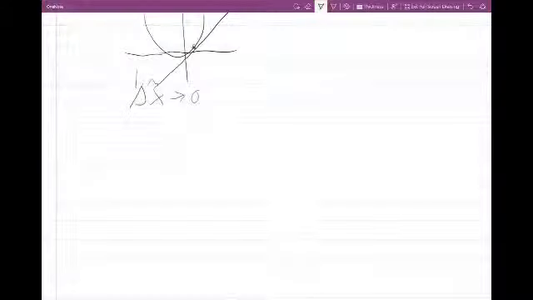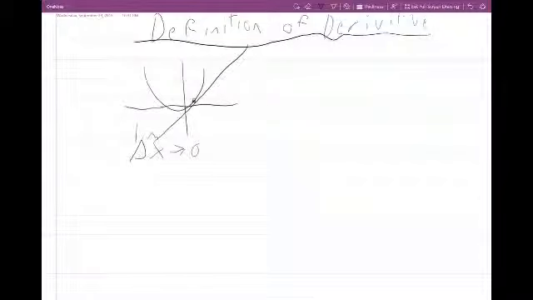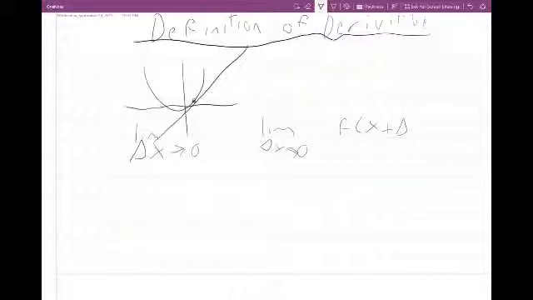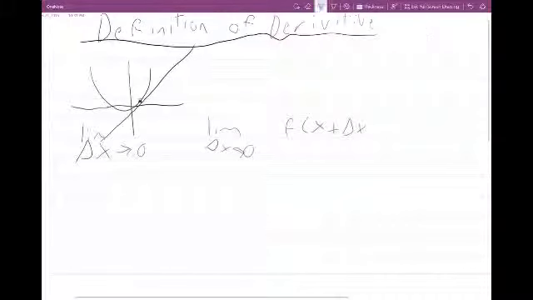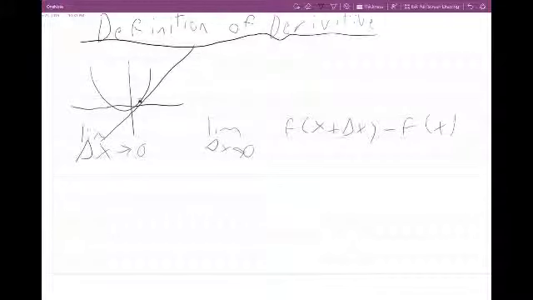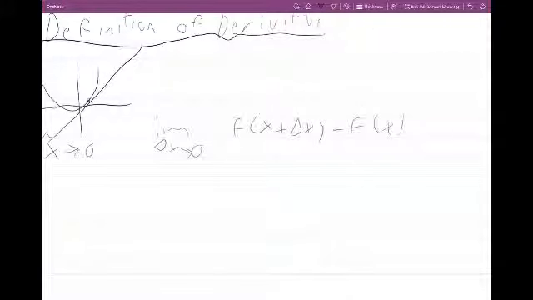So how you would do that is you would use the equation: the limit as delta x approaches 0 of f of x plus delta x, minus f of x, all over delta x.